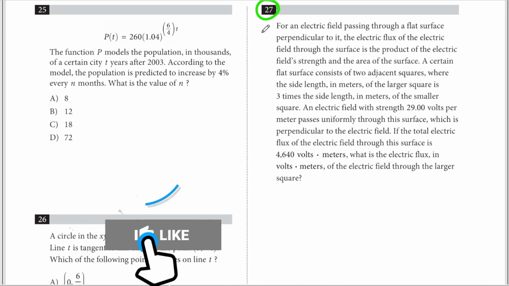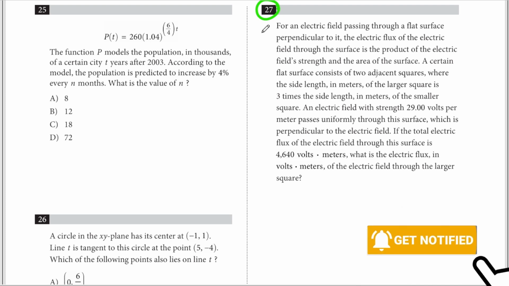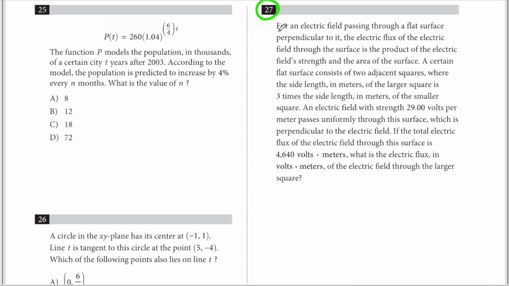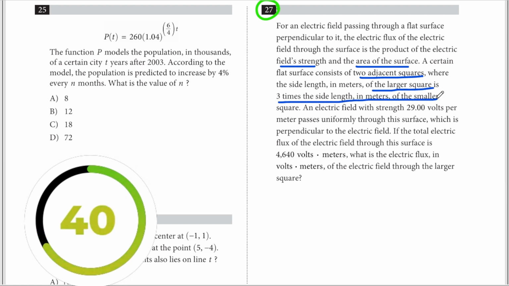So how can you do this problem in 60 seconds or less? The only reason it's 60 is because this passage takes forever to read. For an electric field passing through a flat surface perpendicular to it, an electric flux of the electric field through the surface is the product of an electric field's strength and the area of the surface. A certain flat surface consists of two adjacent squares, where the side length in meters of the largest square is 3 times the side length in meters of the smaller square.